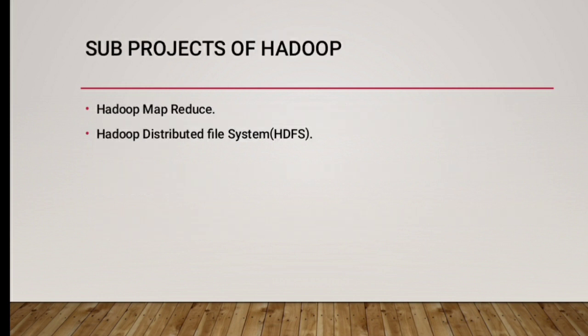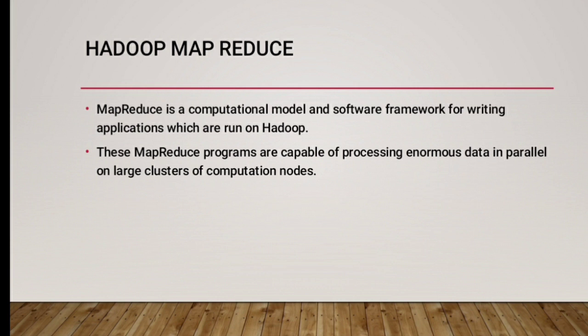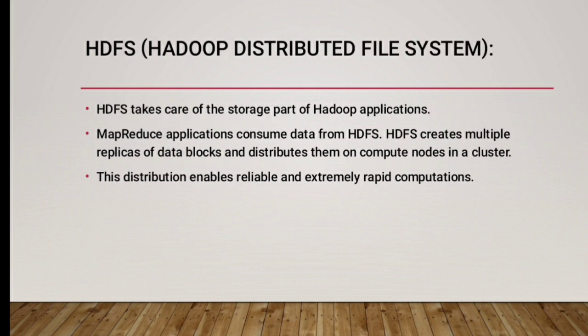Apache Hadoop consists of two sub-projects: Hadoop MapReduce and Hadoop Distributed File System, that is HDFS. Hadoop MapReduce: MapReduce is a computational model and a software framework for writing applications which are run on Hadoop. These MapReduce programs are capable of processing enormous data in parallel on large clusters of computation nodes.